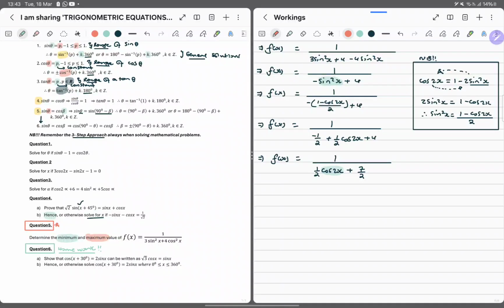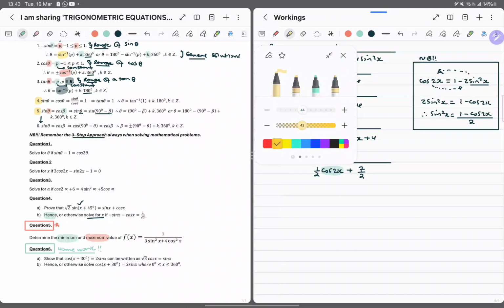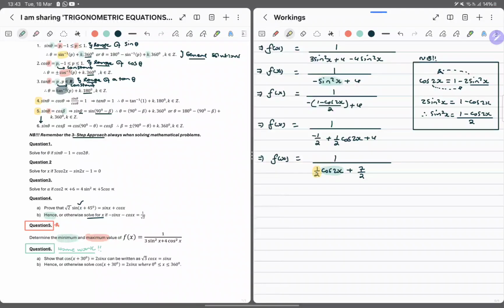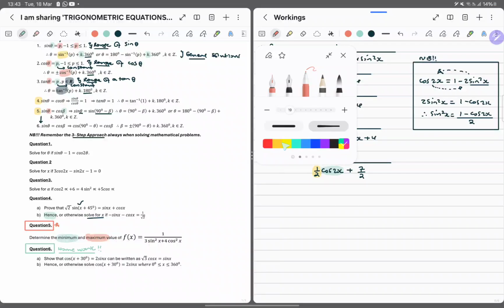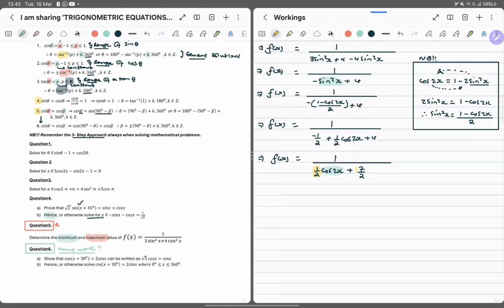Now we know that the coefficient here, the absolute value of the coefficient, gives us the amplitude. And when we take the absolute value of the amplitude, we get the maximum. And of course, that maximum is going to take into consideration the vertical shift.